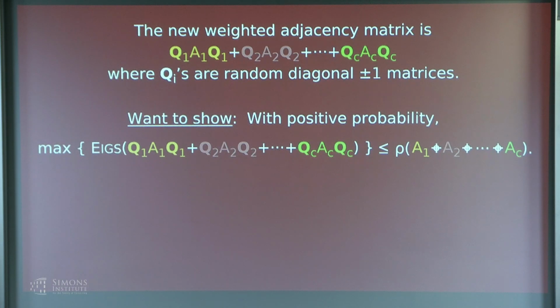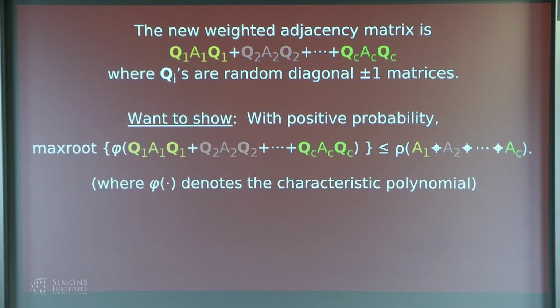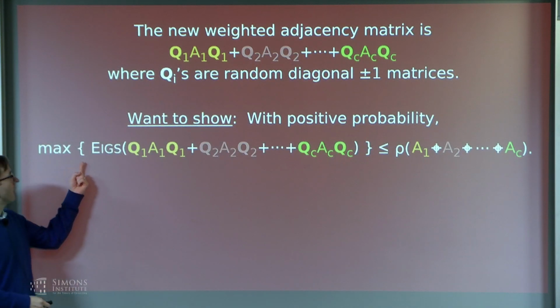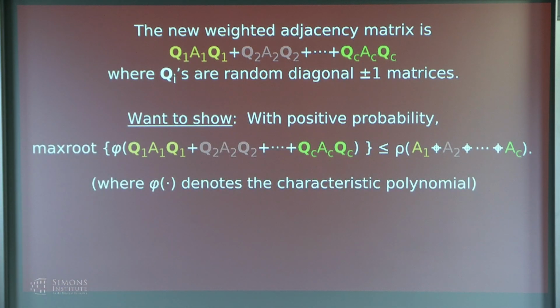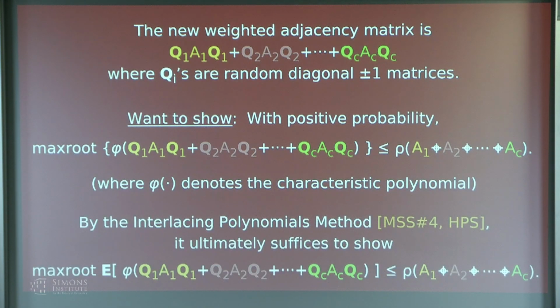Okay, so now we're in a situation which is quite similar to Nima's talk. First, we're just going to use some change of terminology. Instead of saying the eigenvalues of this matrix, we'll say roots of the characteristic polynomial of this matrix. This is bad notation, but the most common notation for characteristic polynomial is phi, so I'll stick with that. And now you're like, hey, interlacing polynomials method. By virtue of it, it's not too hard to show that it suffices to look at the maximum root of the expected characteristic polynomial of this random matrix. Of course, if you've never seen the interlacing polynomials method before, it makes no sense that reasoning about the maximum root of the expected characteristic polynomial would tell you anything about the maximum root of a non-average polynomial, but it does.